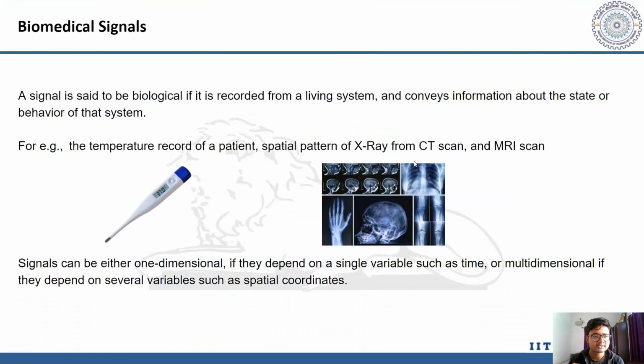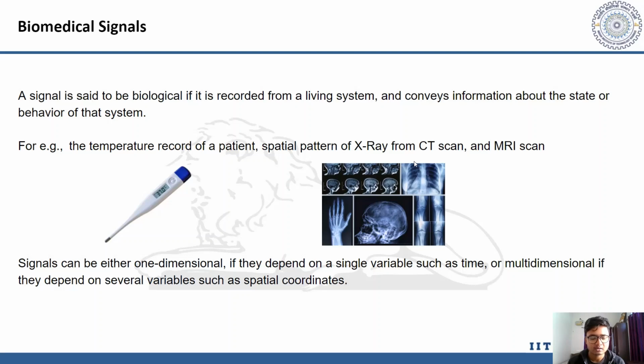So biomedical signals: any signal that can be classified as biological if it is recorded from a living system, let's say mostly a human body, and conveys information about the state or behavior of that system. For example, if we take a thermometer and take the temperature reading of a patient, you must have seen the X-ray scans, the CT scan, the ultrasound results, the MRI scan. These are all made from, or constituted from, biomedical signals.